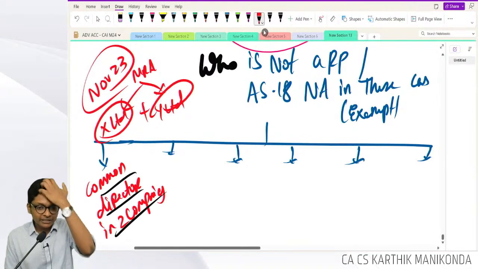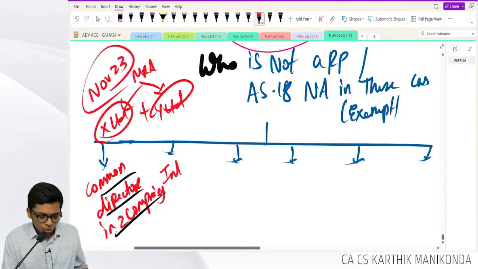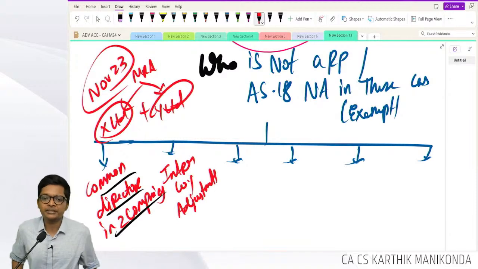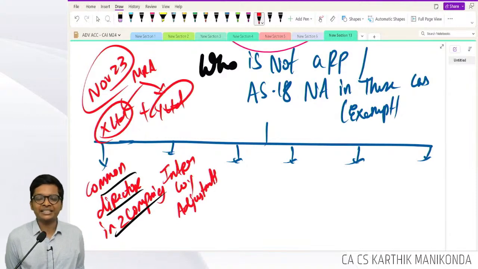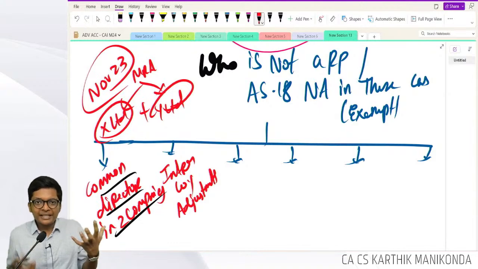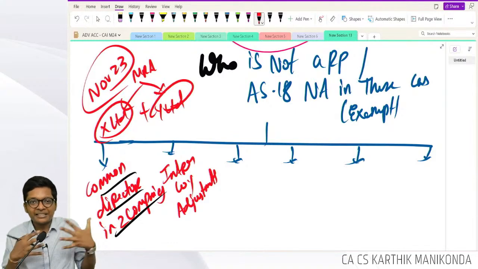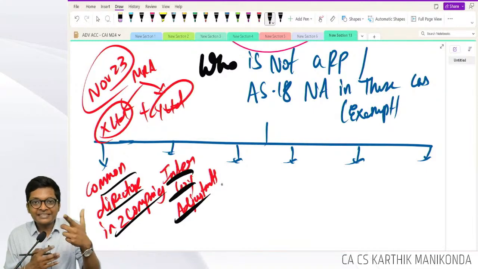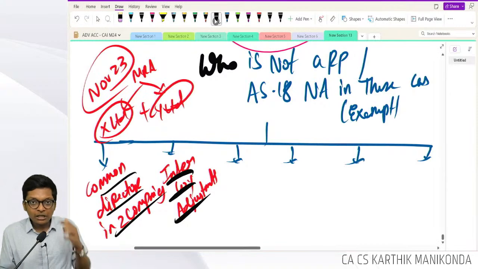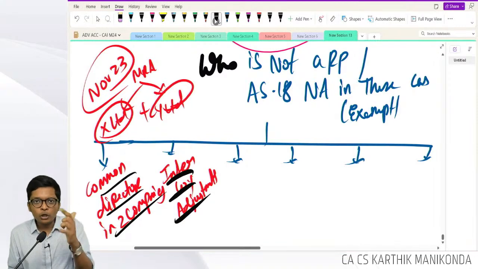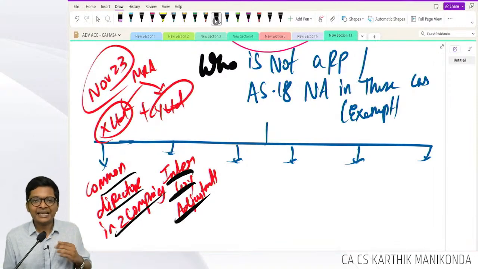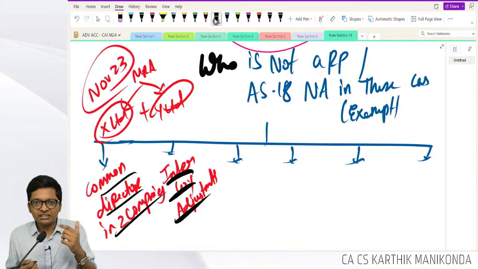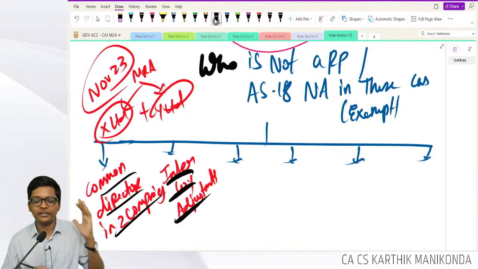In case of consolidation of accounts, you do intercompany adjustments, correct? Holding and subsidiary, bills receivable, bills payable, set off. Why am I not disclosing, sir? You are doing set off. There, consolidation AS 21 is overruling AS 18 and telling, hey, in consolidation, intra-group transactions need not be disclosed. I will set off. Fine.